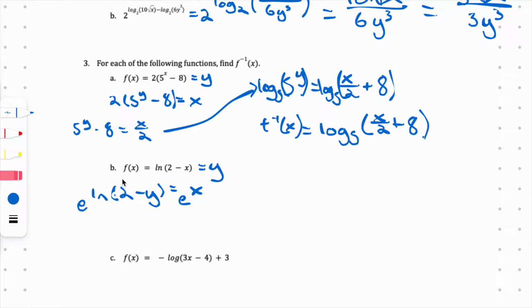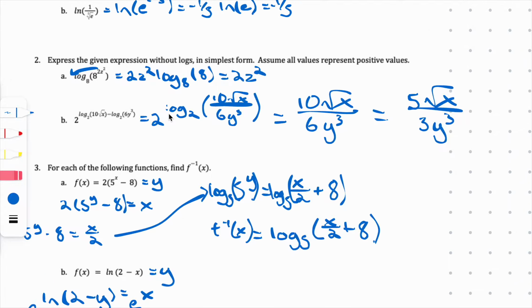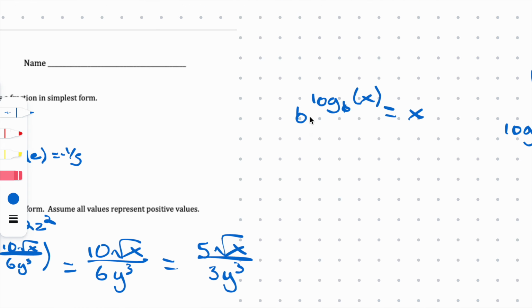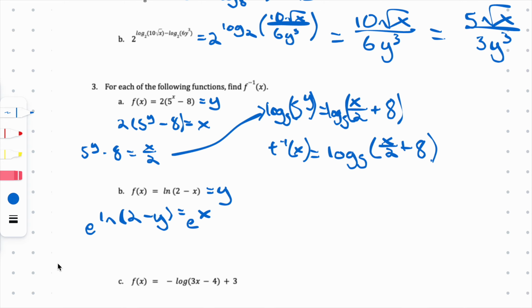And the reason we'd want e to the ln of whatever is because up here, when we had 2 to the log base 2 of whatever, that ended up equaling whatever. This is not formal at all, but when we said b to the log base b of x, that's equal to x. So we can use that same idea to say e to the ln of 2 minus y is equal to 2 minus y. And that's still just equal to e to the x power.